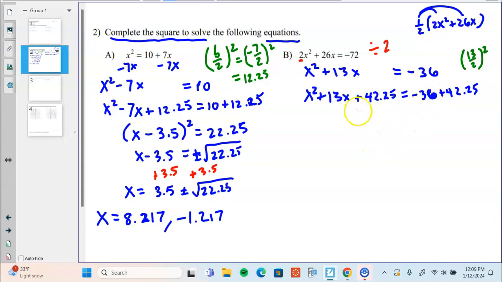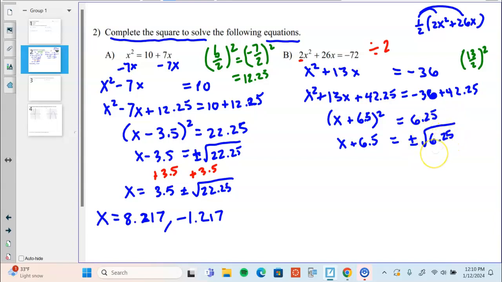So now we'll take the left-hand side and write it as a binomial squared. Remember that inside with the x, we always have b over 2. So there's our 6.5. -36 plus 42.25 is 6.25. We'll square root both sides, remembering to do a plus or minus square root on the right-hand side. Now, I'll subtract 6.5 from both sides.